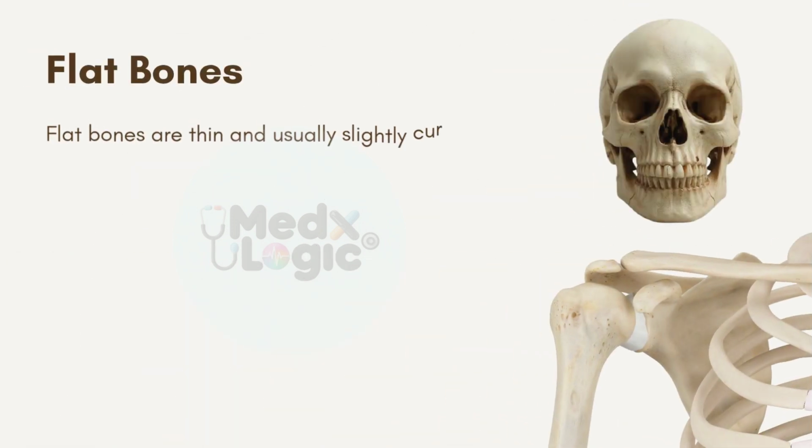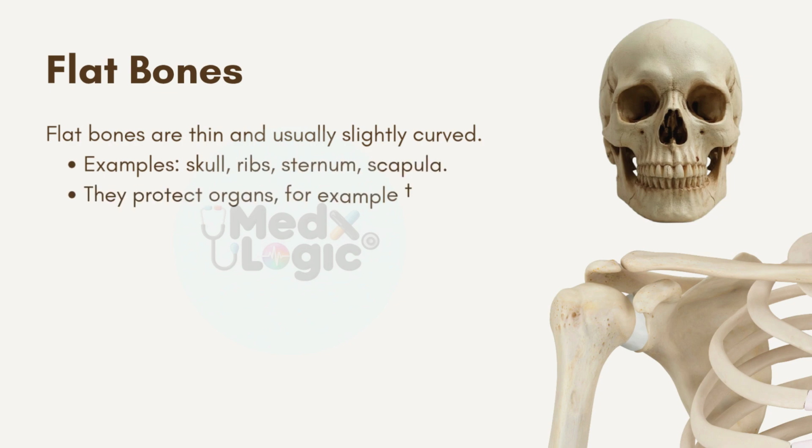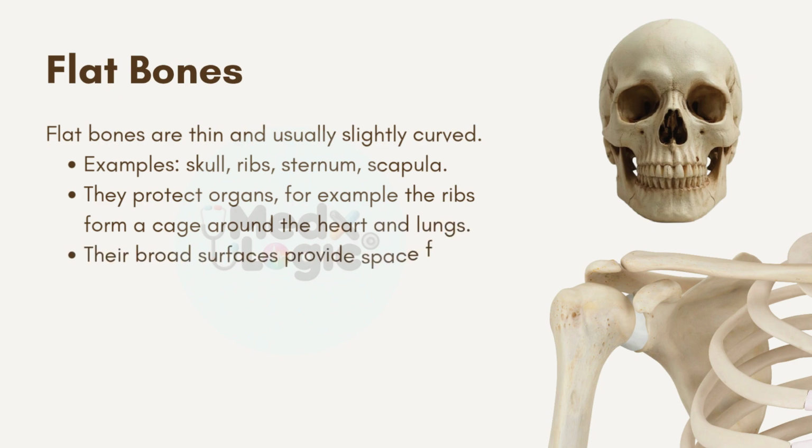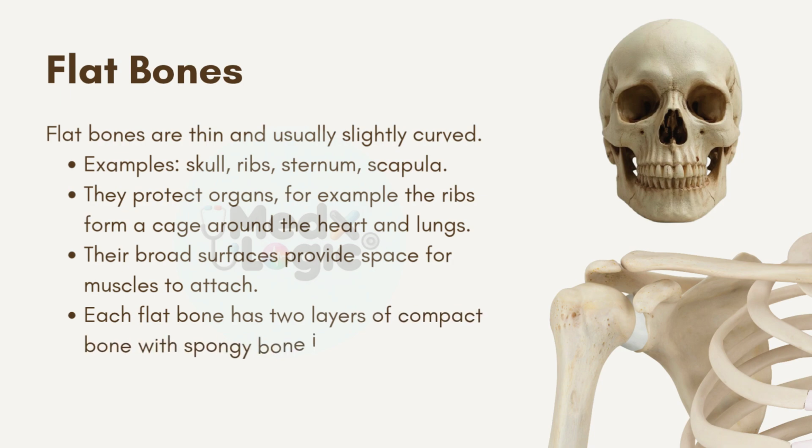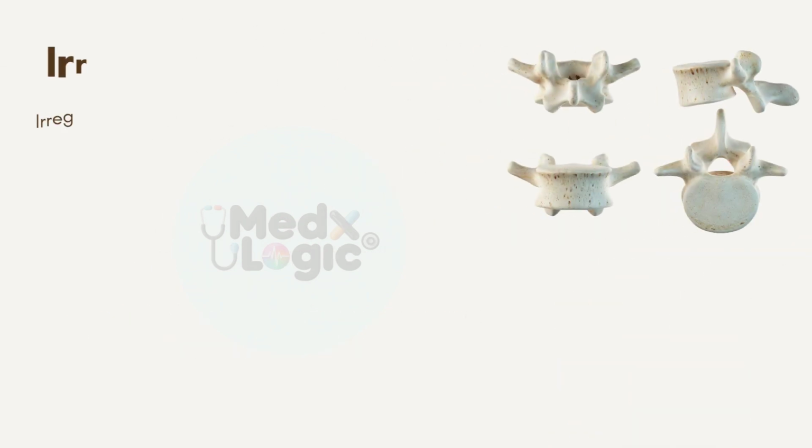Flat bones are thin and often slightly curved. Examples include the skull, ribs, sternum, and scapula. They protect organs like the brain, heart, and lungs. Their broad surfaces provide space for muscle attachment. They have two layers of compact bone with spongy bone in between.